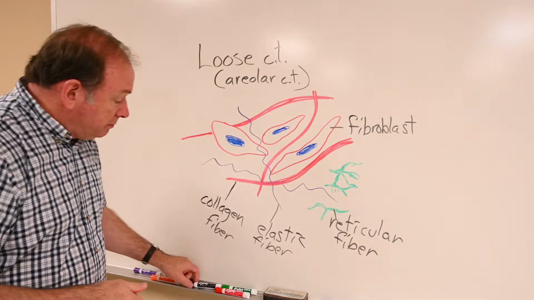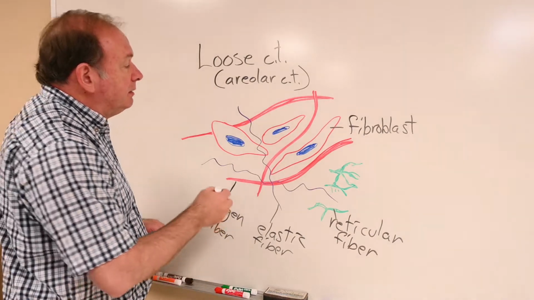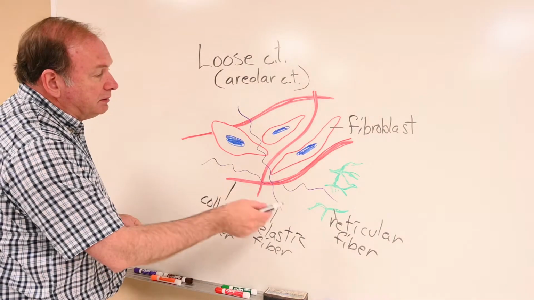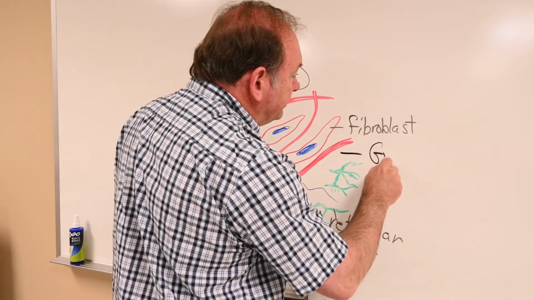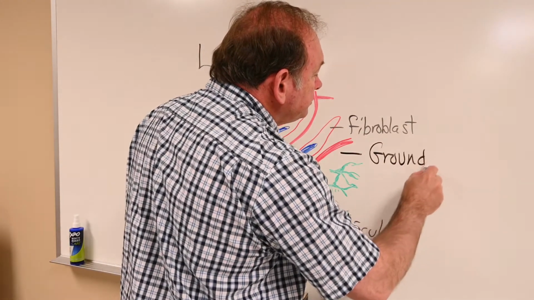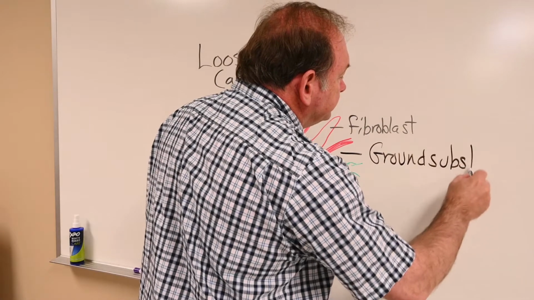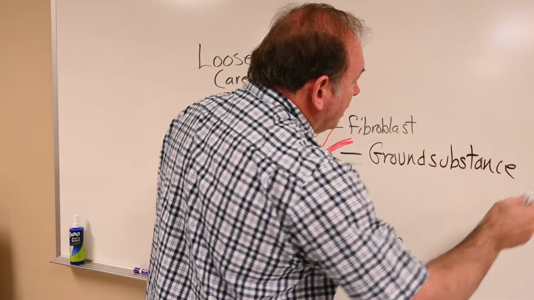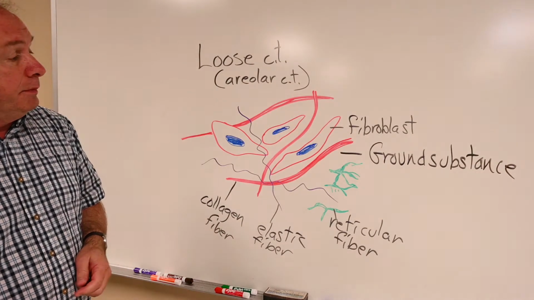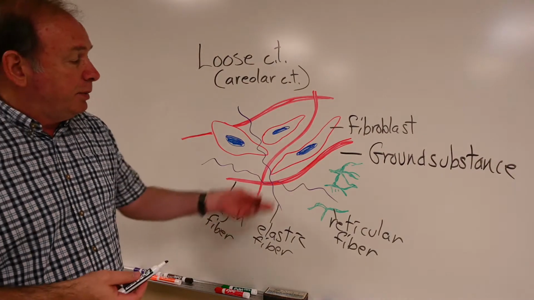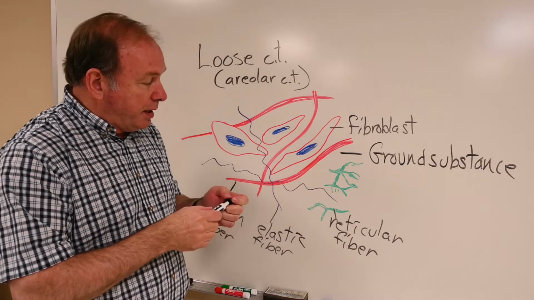So anyway, everything outside of that, all that white space in between everything, we can call ground substance. You can call it extracellular matrix. There's another word I'm not thinking of right now for it, but anyway, that has other names.